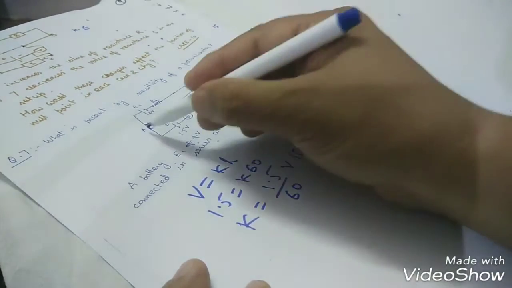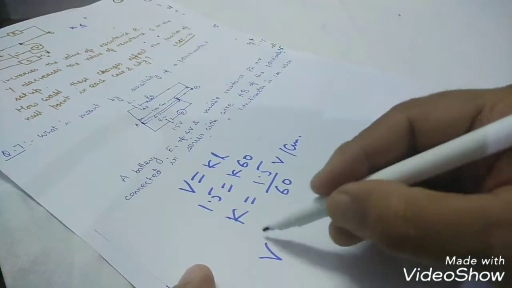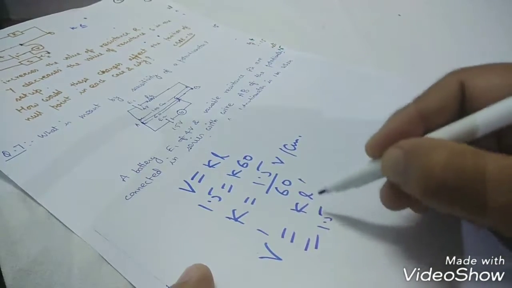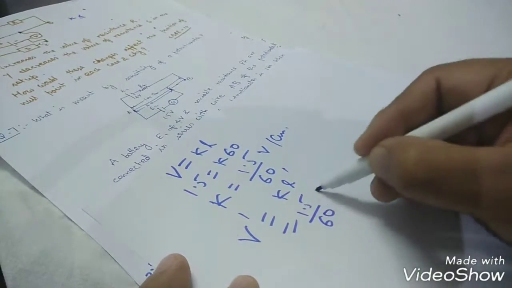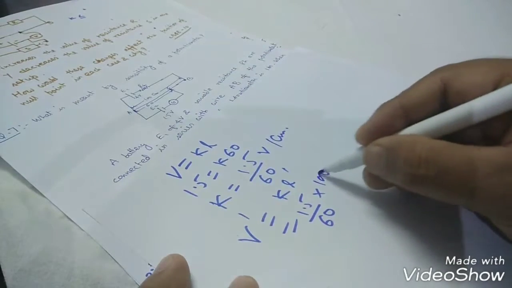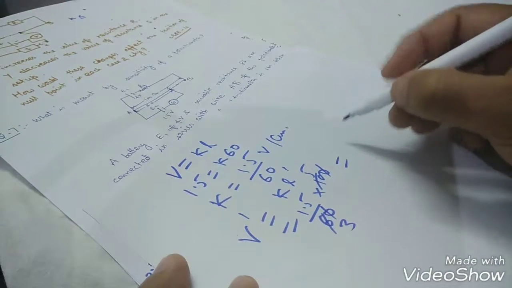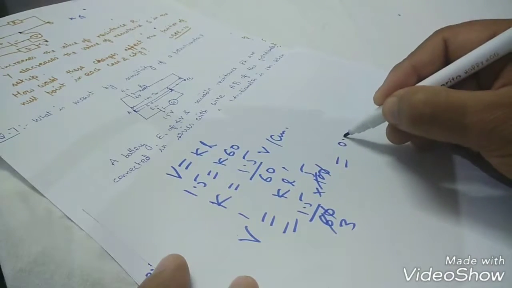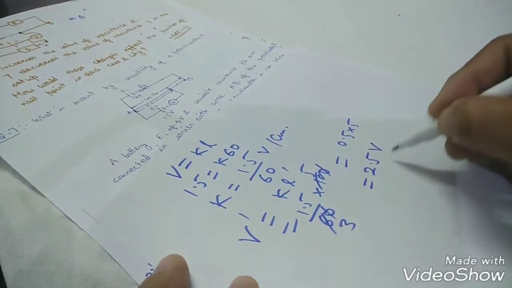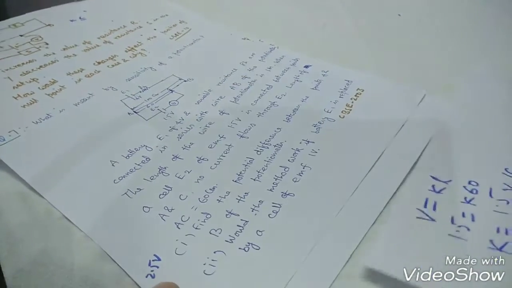If this is K, then the potential drop across the full length of the wire can be calculated. That will be V dash is equal to K L dash, and K is 1.5 by 60, and L dash is your full length, that is 100 centimeter. This will cancel, 2 5 ja, 2 3 ja, and this is 0.5 into 5 is equal to 2.5 volt. This should be the total potential drop across length AB.